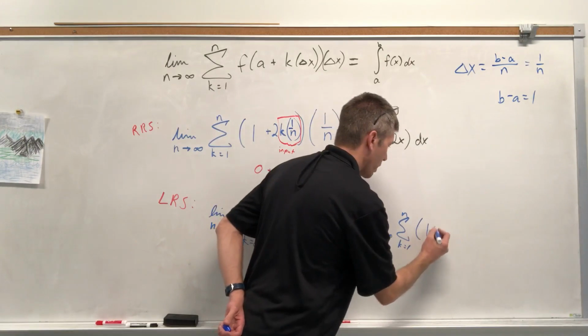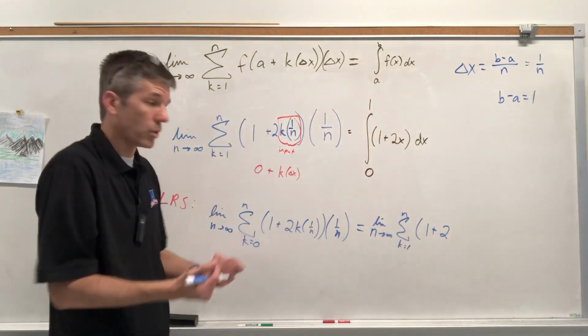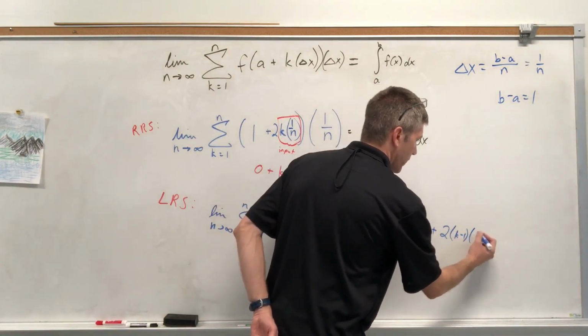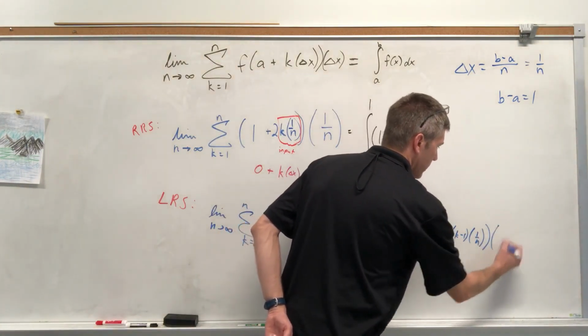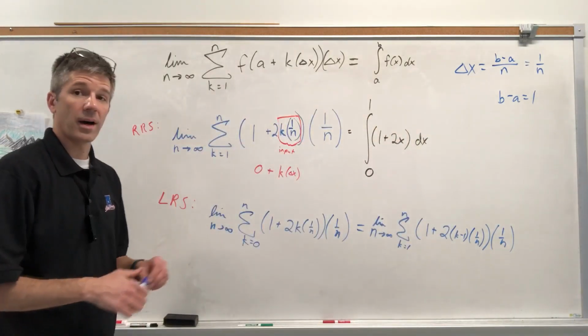of 1 plus 2. Okay, I don't want k here. I want to reset it back to 1. And so instead of k, I'm going to put k minus 1. And then I'll put 1 over n, and then 1 over n. There we go. There's your left Riemann sum.